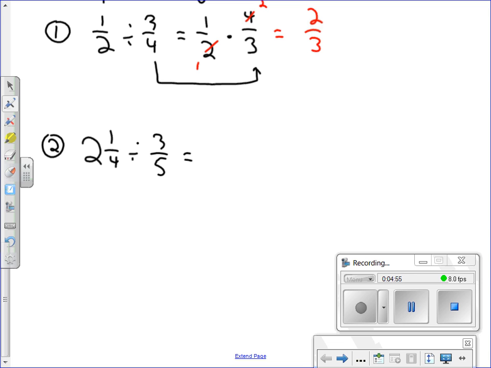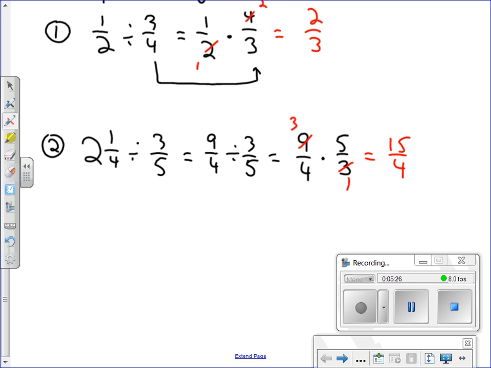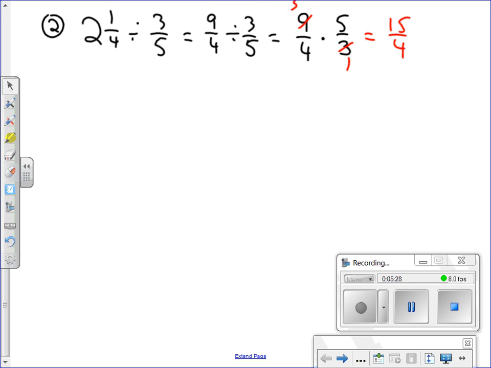Okay, so the first thing I'm going to do is change this mixed number into an improper fraction. 4 times 2 is 8, plus 1 is 9. And then I'm going to, as my next step, change it from a division problem to a multiplication problem. Leave the first number alone, change it to multiplication, and do the reciprocal of the second number. And now I have a multiplication problem just like the ones from the beginning. 3 and the 9 reduce, and I get the answer 15 over 4. Okay, one more of these.